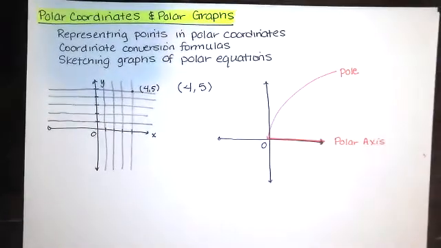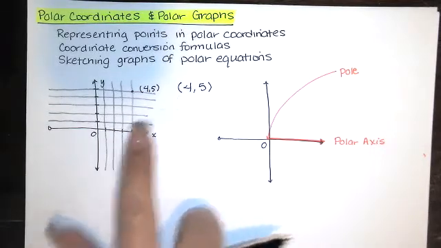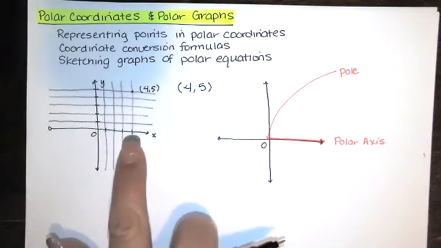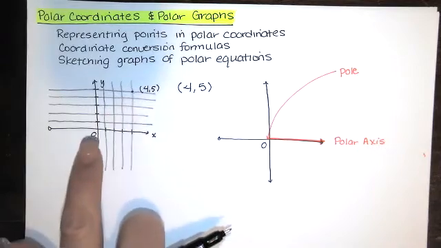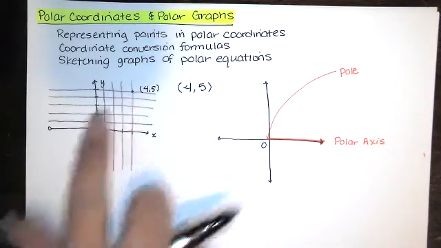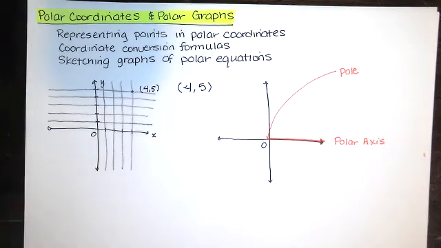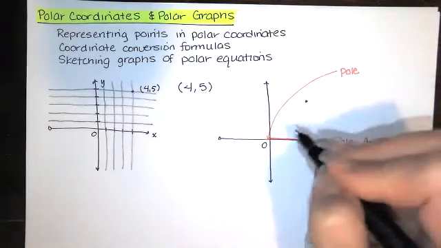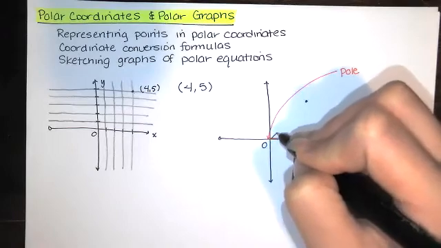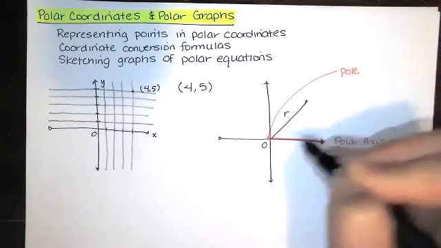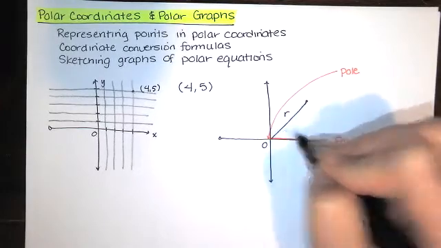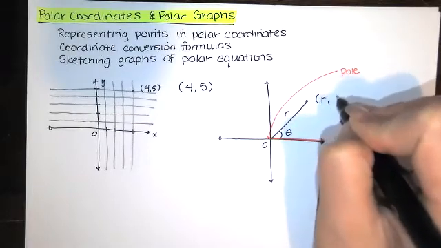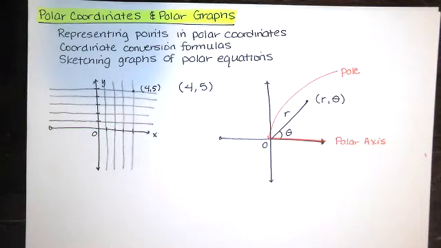Now, in this new coordinate system, rather than representing a point by an xy pair, where we start here and we go x units in the x direction and y units in the y direction to find that point, we're going to do something different. Let's say I'm interested in this point, and the distance from the origin is r, and the angle that this line segment makes with the polar axis is theta. Well, then that point can be represented by r and theta.